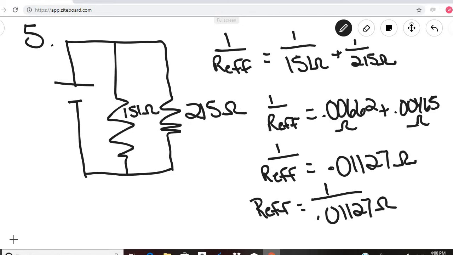So the effective resistance for these parallel resistors with 4 significant figures will be 88.73 ohms.